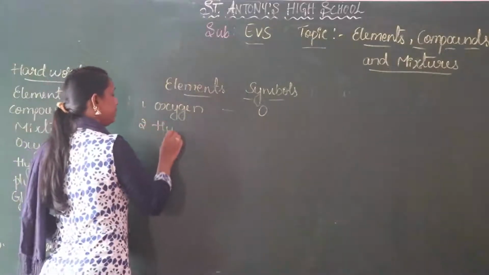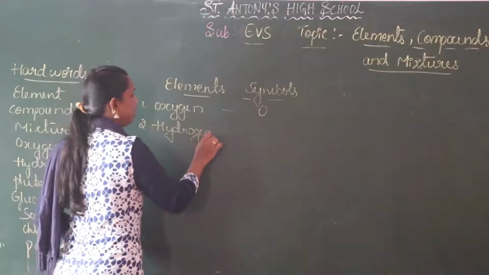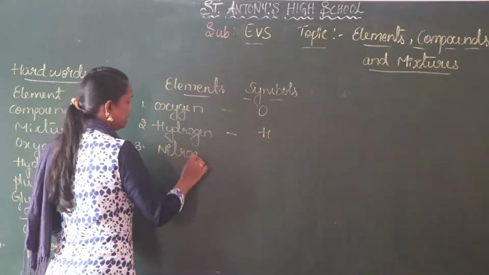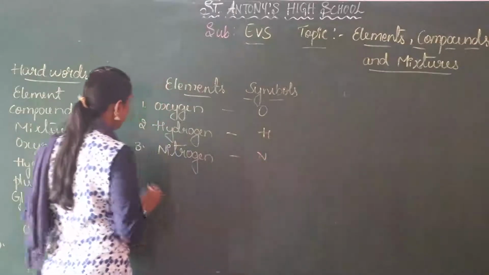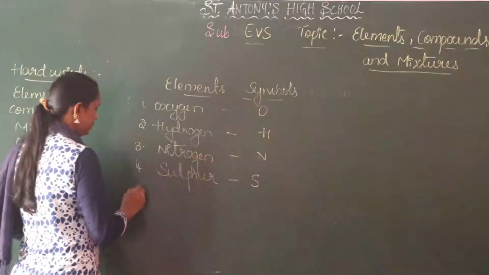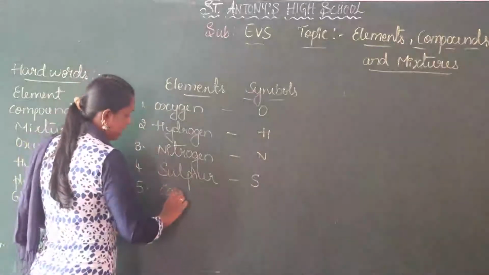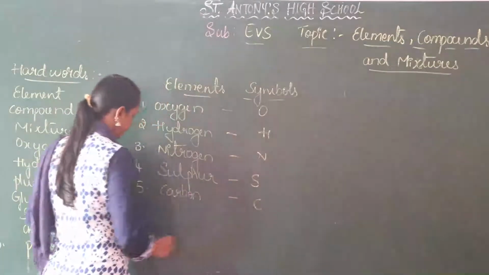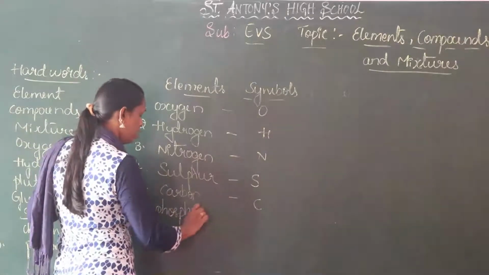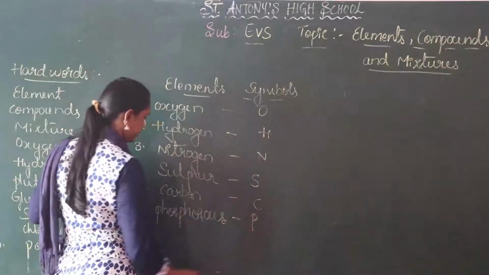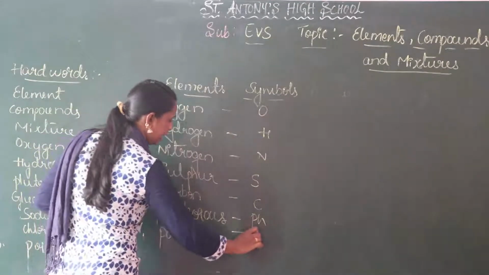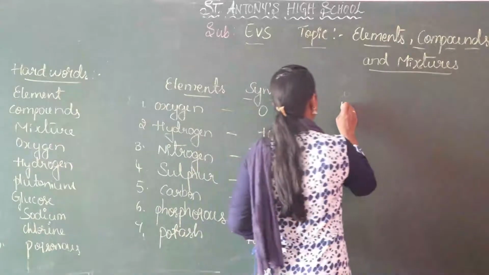Second one, hydrogen. H-Y-D-R-O-G-E-N. Hydrogen, H. Next, nitrogen. N-I-T-R-O-G-E-N. Nitrogen, N. Sulfur, S-U-L-P-H-U-R. Sulfur, S. Carbon, C-A-R-B-O-N. Carbon, C. Phosphorus, P-H-O-S-P-H-O-R-O-U-S. Phosphorus, P. Potash, P-O-T-A-S-H. Potash, K.